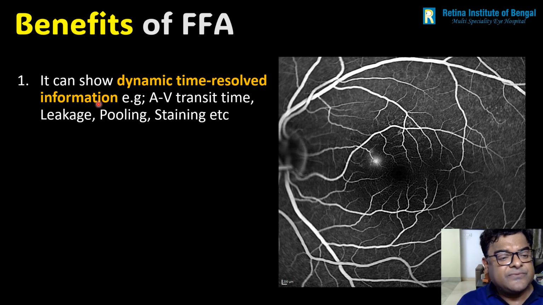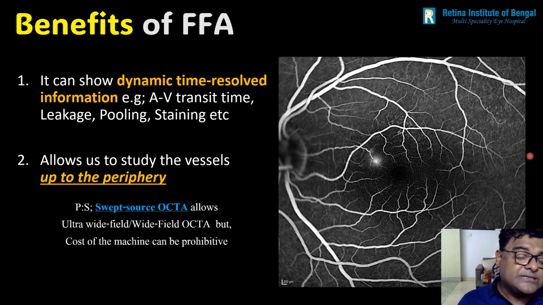Fluorescein angiography shows dynamic, time-resolved information like leak, stain, pooling and all this. It also helps us to study the vessels up to the periphery. Now with swept source OCT angiography, you can actually do large wide scans of 12 millimeter by 12 millimeter also. But you can't do them with the spectral domain SD OCTs or SD OCT angiographies.